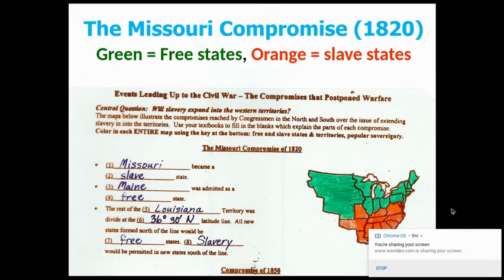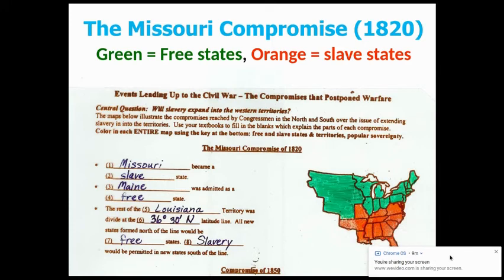So if you look at your sheet, can I move this? Very good. Come on. Sorry. That might be as good as it gets.